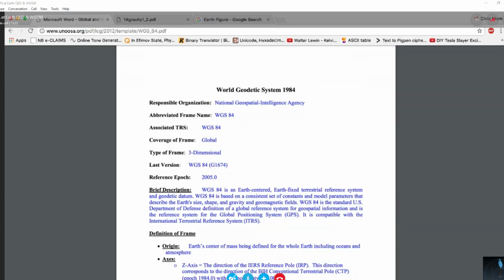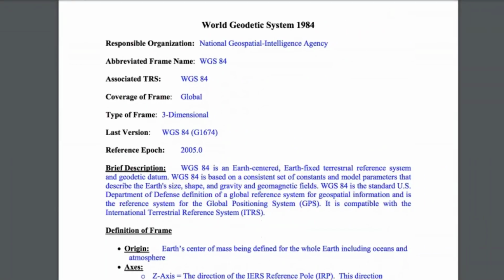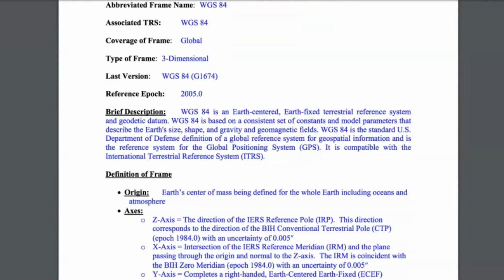Yeah, it's interesting. The terminology in these things is what gets me when I start thinking about this stuff. They call it the world geodetic system. And then you look at the definitions and right off the top, WGS84 is an earth-centered, earth-fixed terrestrial reference system and geodetic datum. Well, that means that's geocentric and it ain't moving, right? That's the first thing you notice right off the top.